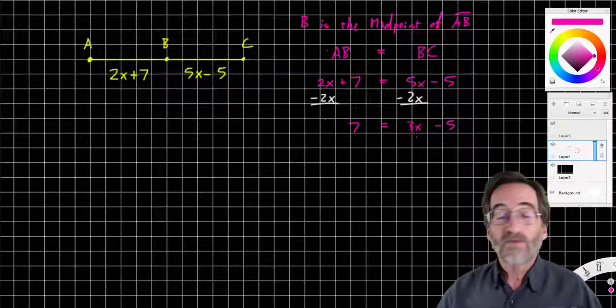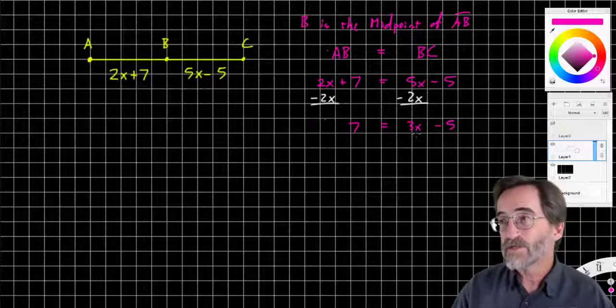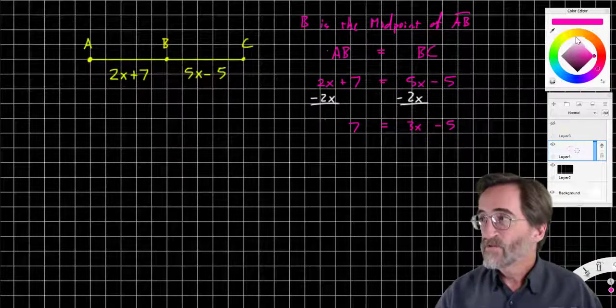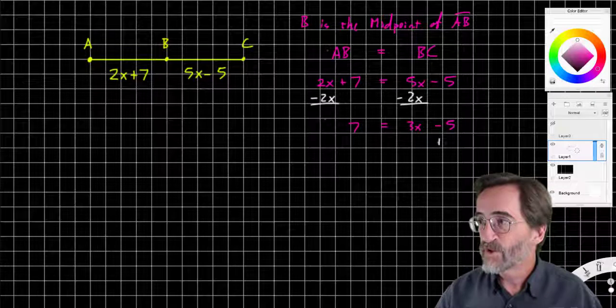So now I want to get the x alone. So I'm going to get rid of the 3. I'm going to get rid of the 5. But opposite order says I'm going to get rid of the 5 first. So the opposite of minus 5 is plus 5.